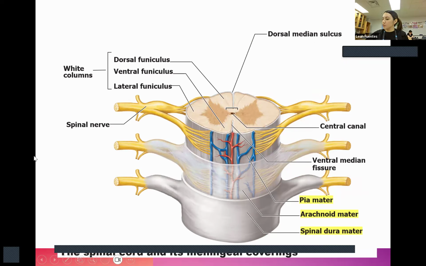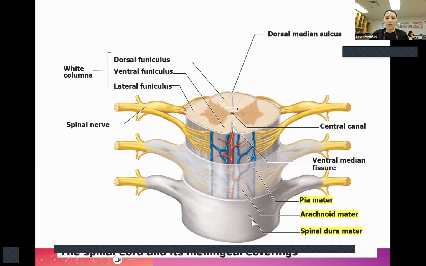Okay, I believe this image was also in your worksheets. This is the spinal cord and its meningeal coverings. So again, we have our spinal nerve here, our central canal in the middle. Right here, we have our ventral median fissure. And then we can see our spinal coverings here, or the meningeal covering, sorry.